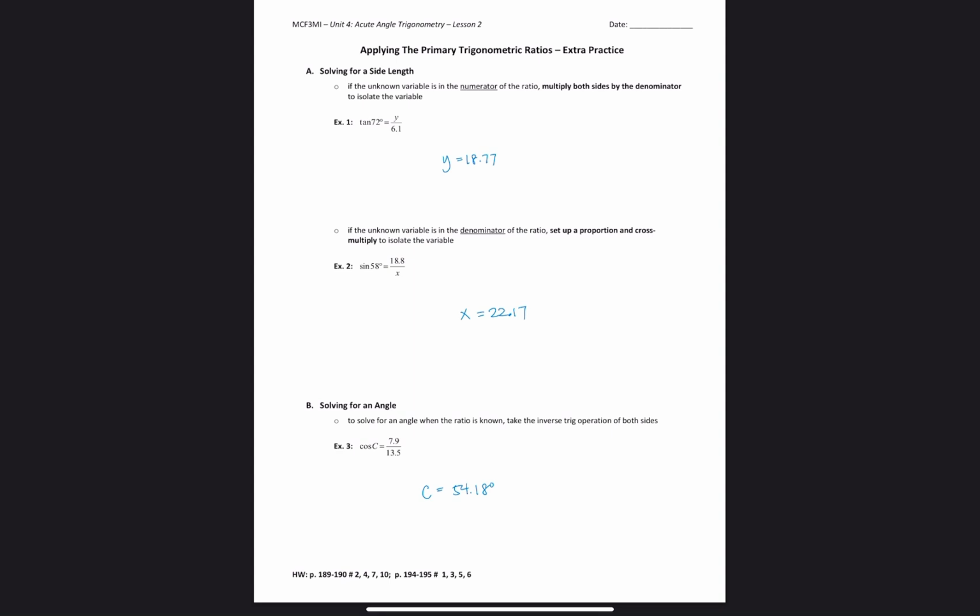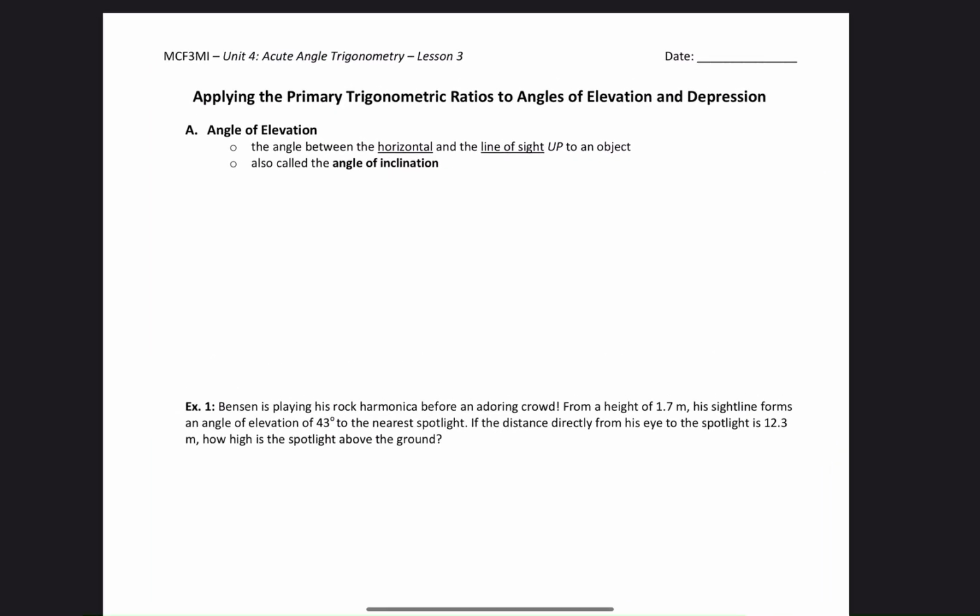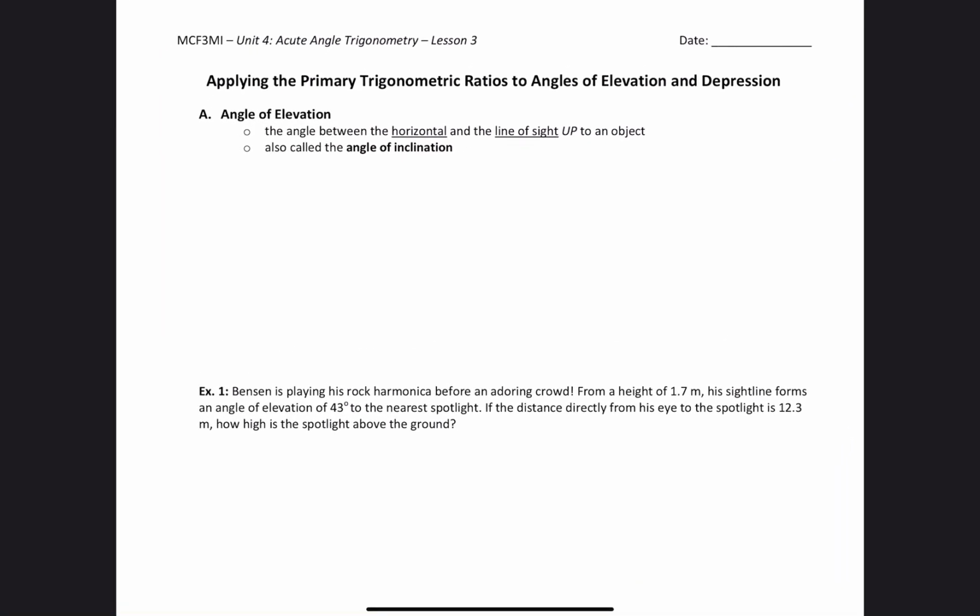But I'm just going to leave this extra practice with you, and we're going to move to the 3rd lesson on applying trig ratios to angles of elevation and depression. So let's first take a look at angles of elevation. The angle of elevation is the angle between the horizontal and the line of sight up to an object. It's also called the angle of inclination.